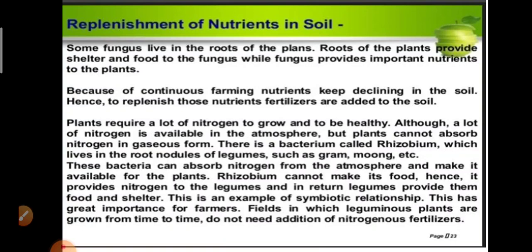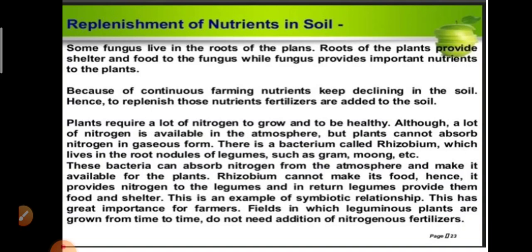Plants absorb minerals and nutrients from the soil, so their amount in the soil keeps on declining. Fertilizers and manures contain nutrients such as nitrogen, potassium, phosphorus and so on. These nutrients need to be added from time to time to enrich the soil.